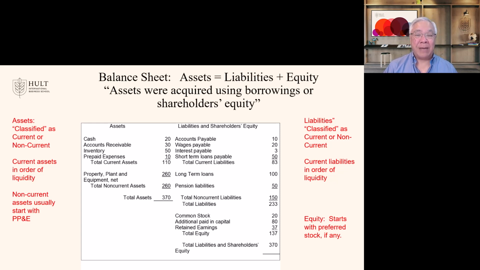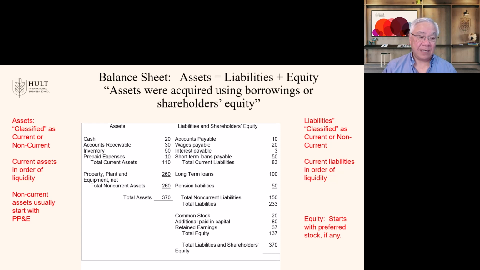So that's what the balance sheet is. It's a point in time. It's always as of a certain date. And it's as of, say, December 31st, year 1. These are the assets we have. It was paid for by this combination of borrowing and our owner's equity.